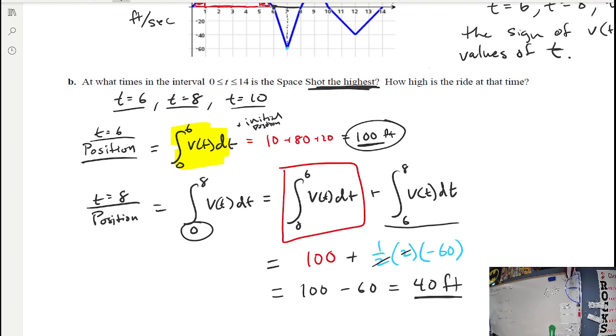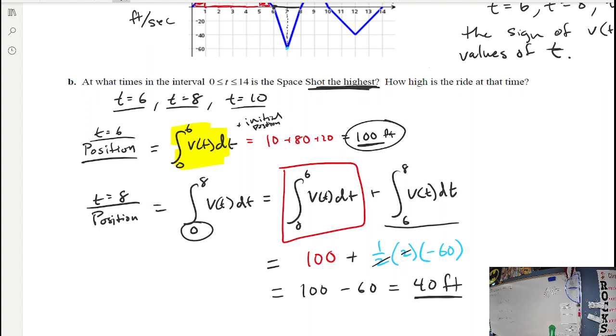Because at 6, well, here's the thing. Where's it at right now at 8 seconds? It's at 40. So picture this, right? Let's say this is 0, and this is me moving up, yeah? So from 0 to 6 seconds, I'll be at 100 feet. Pretend this is 100 feet. So the position now at 6 seconds is at 100 feet.